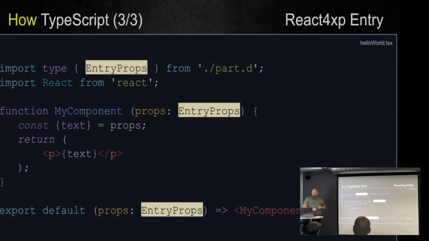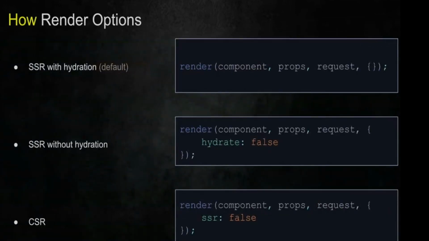Yeah. So that's one of the major things in React4XP 4, that you can use TypeScript. So a little bit more about some features in version 4 is render options.